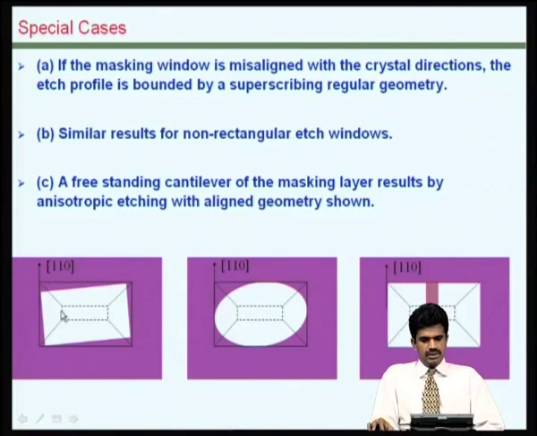And we can extend this and state that when the etch window is not rectangular, it would still be a truncated pyramid with rectangle base, not a circular base, even if the etch window is circular or elliptical. This is important to remember.